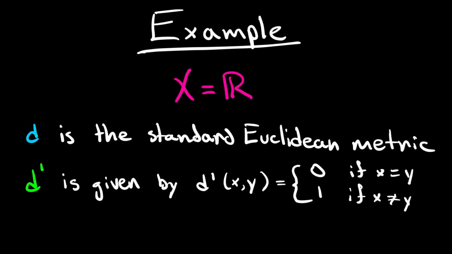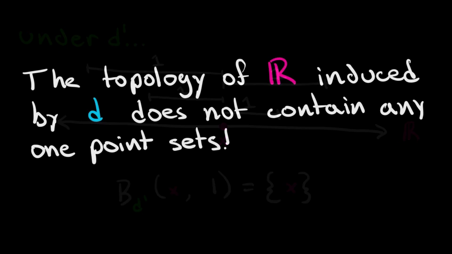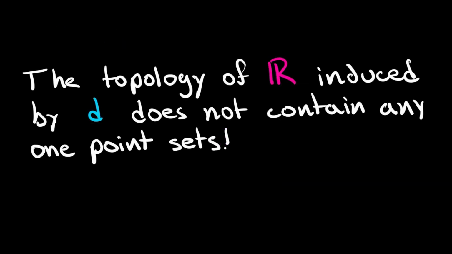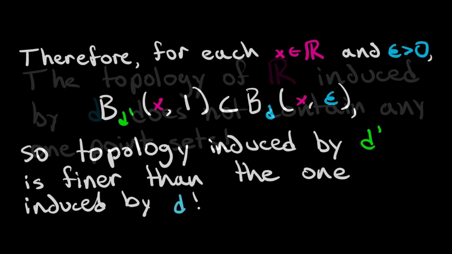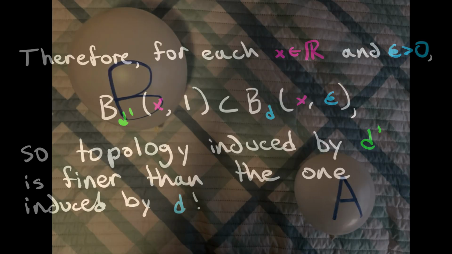We'll choose our space to be the reals, D to be the standard Euclidean metric, and D' to be the discrete metric. First note that every open ball of radius 1 or less under the discrete metric is a single point set because every two distinct points are a distance 1 away from each other. However, the topology of the reals induced by the standard Euclidean metric does not contain any one-point sets. Therefore, every open ball centered at x that consists of a singleton under the discrete metric must be a subset of any open ball centered at x under the Euclidean metric. Therefore, the topology induced by the discrete metric is finer than the one induced by the Euclidean metric. This makes sense considering that the discrete metric generates the discrete topology.